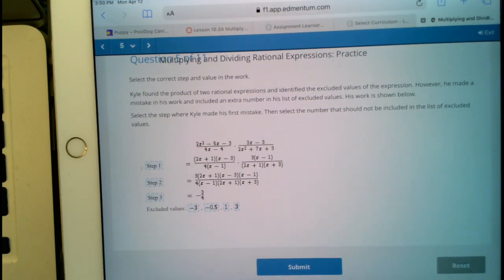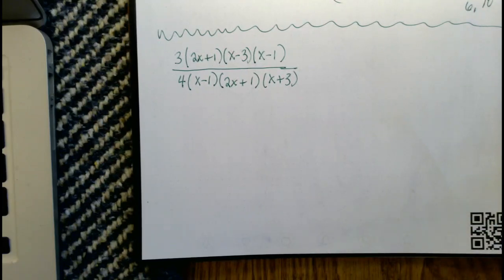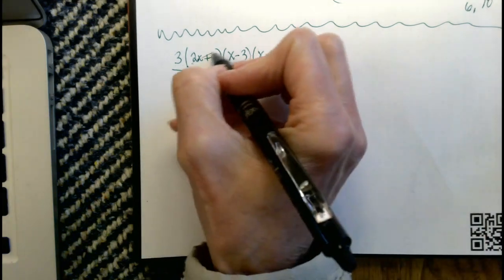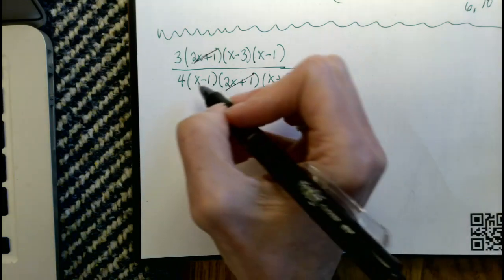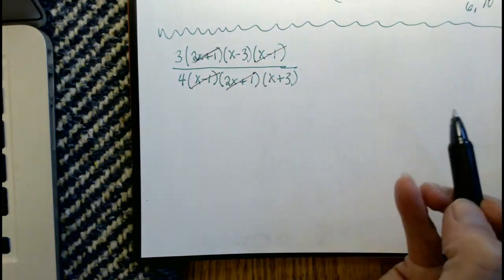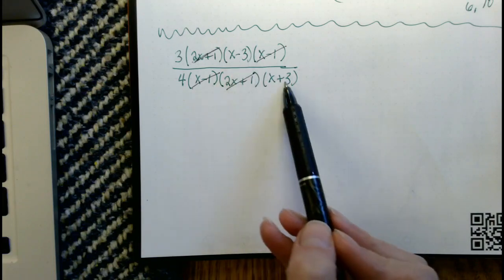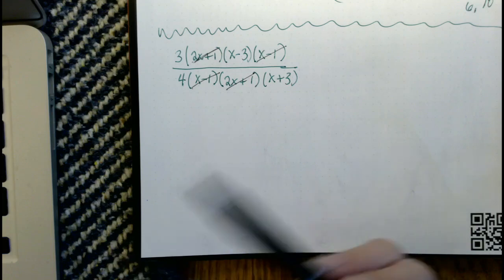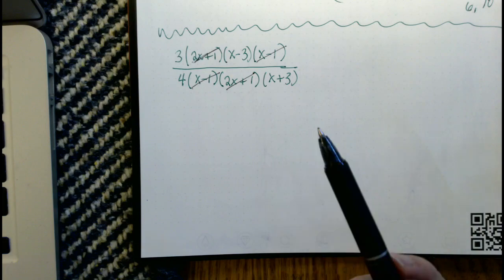But then, when we take a look at this, I'm going to flip over to my paper now. We're looking for anything exactly the same in the top and in the bottom. Well, the 2x plus 1, those are the same, and the x minus 1s are the same. But it looks like Kyle canceled out these when he changed the signs, but that won't work because both of the signs need to be the opposite and not.